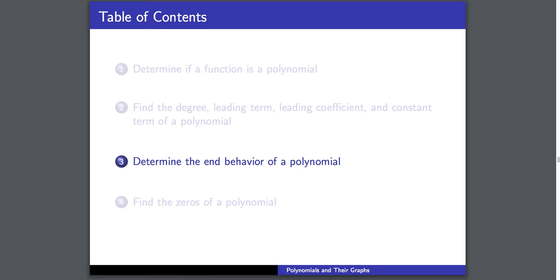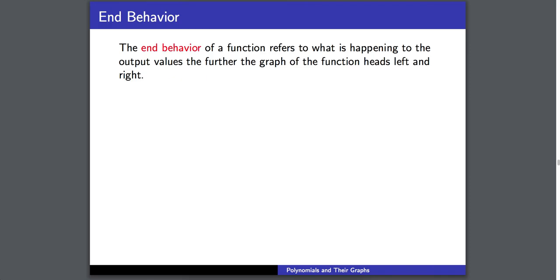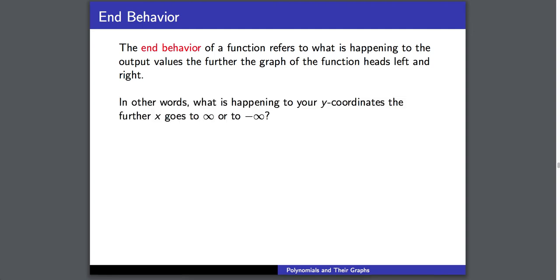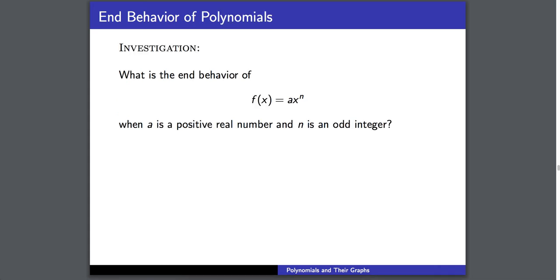All right, in this video, we're going to look at end behavior or long-term behavior of a polynomial. The end behavior of a function refers to what's happening to the output values the further the graph of a function heads left and also heads right. In other words, what's happening to your y coordinates the further x goes towards infinity to the right, or the further x goes to negative infinity or to the left.